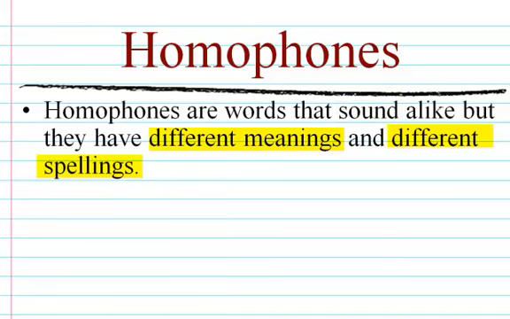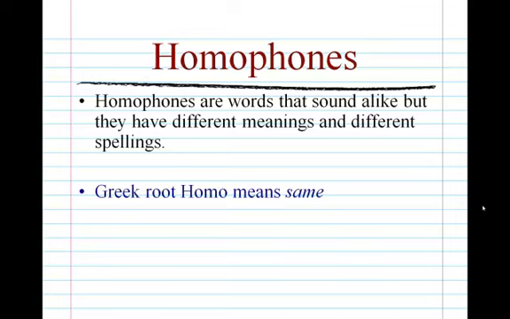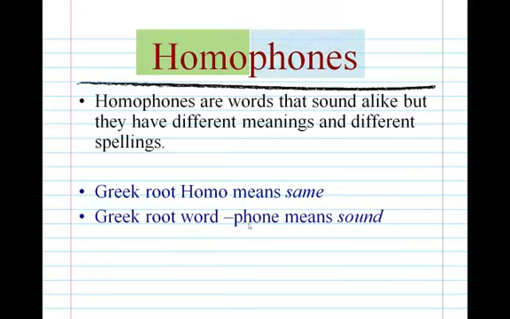Now, I find it sometimes hard to remember the difference between homophones and homographs. So, we're going to take a look at the Greek word parts of the word to help us remember what homophone means. Inside the word homophone, we have the Greek root homo, which means same, and the Greek root word phone, which means sound. So if you look at this word, you have same, sound. So homophones are going to have the same sound, but they're going to have different meanings and different spellings.